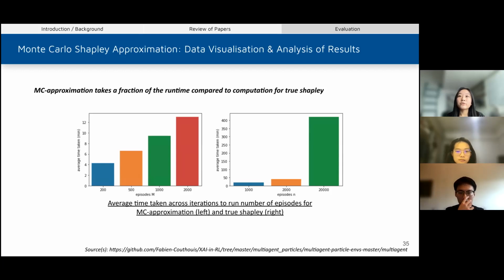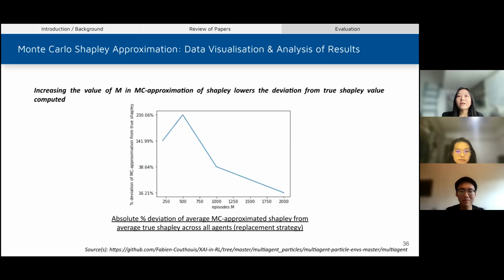For 2000 episodes, true Shapley takes 41 minutes to run, but an MC approximation of 2000 episodes takes just over 13 minutes. Further, running models 4 to 7 using the replacement strategy highlights that an increasing M value used does indeed seem to result in a more accurate MC approximated estimate against the average true Shapley calculated.